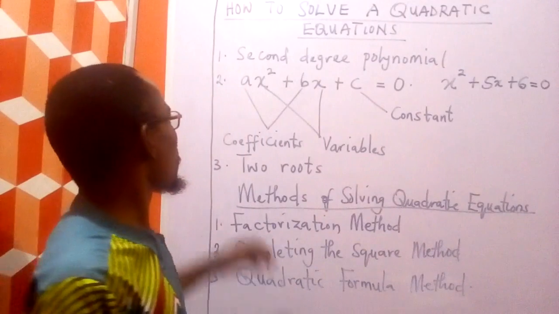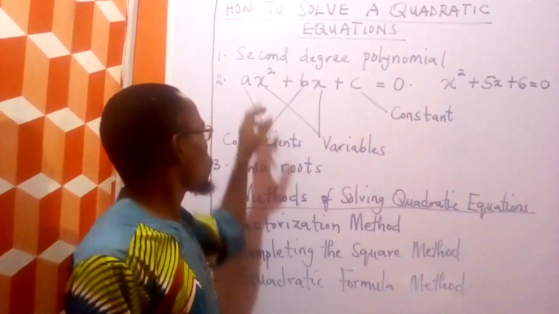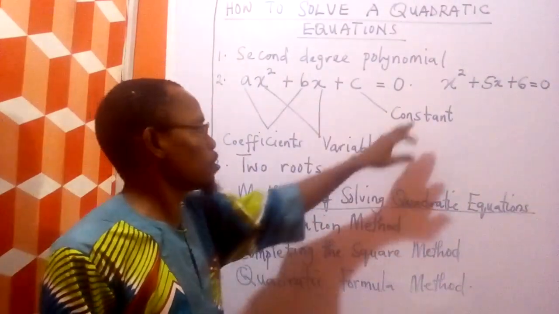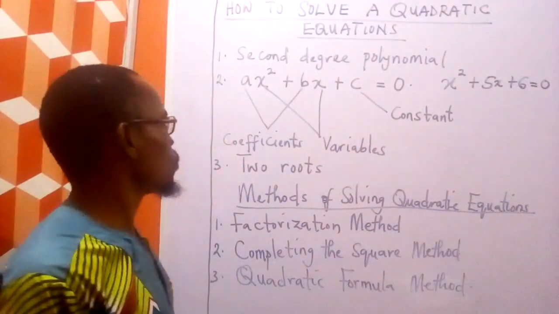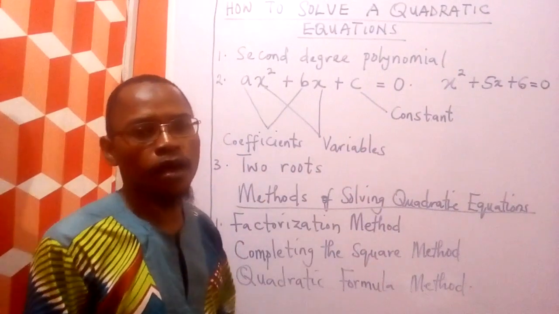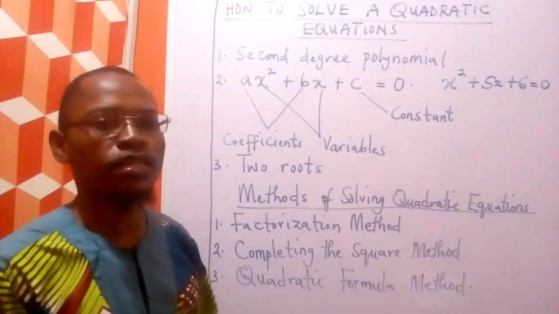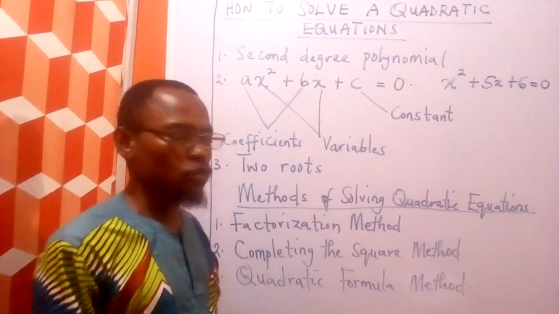The a and the b are the coefficients, while the x is the variable. Then the c is a constant. That's the second thing you need to know. Then the third one is that for a quadratic equation, you are going to have two roots at the end of solving the quadratic equation.